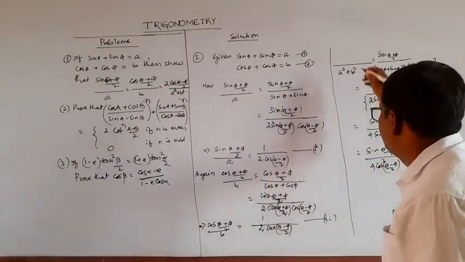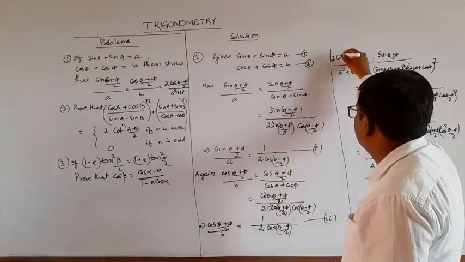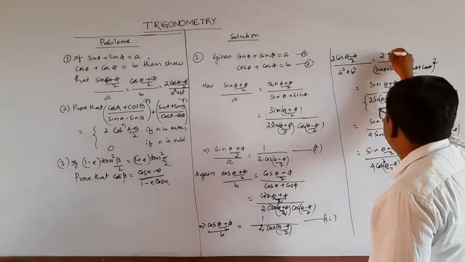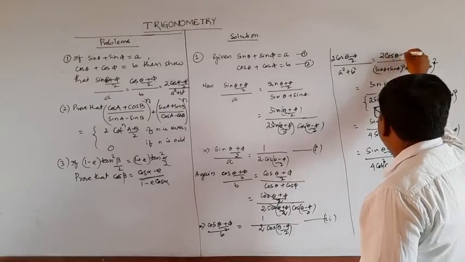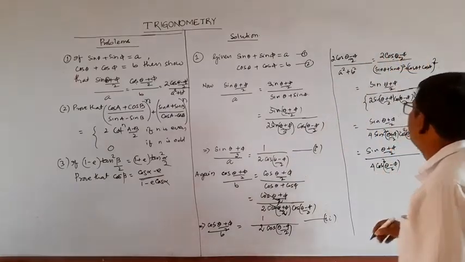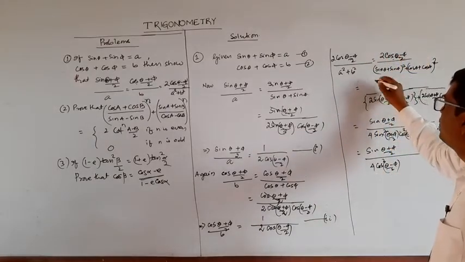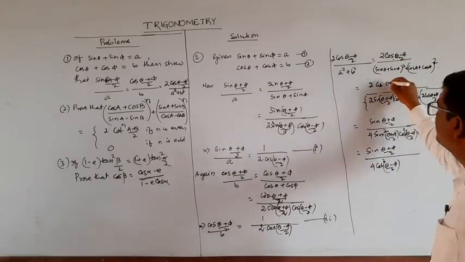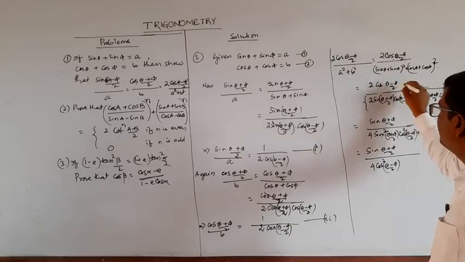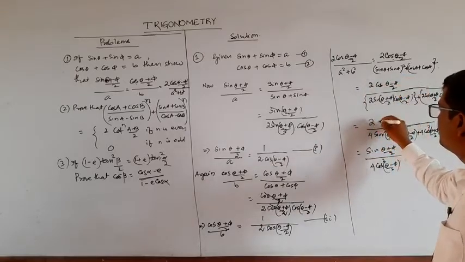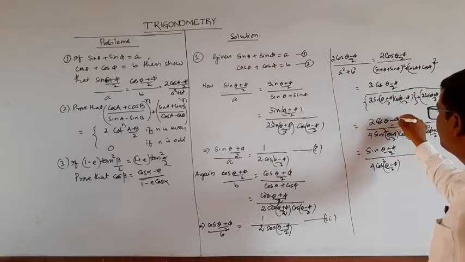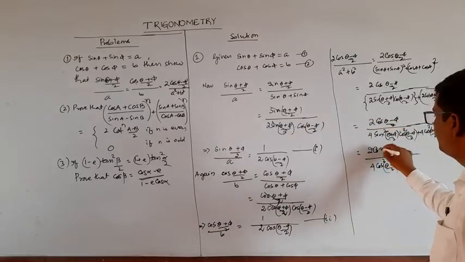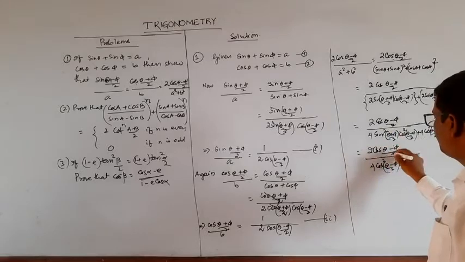So this is what? 2 cos(theta minus pi by 2), and this is 2 cos(theta minus pi by 2). Make the correction. So this is 2, the typing error here. So 2 cos(theta minus pi by 2). Again this is 2 cos(theta minus pi by 2).